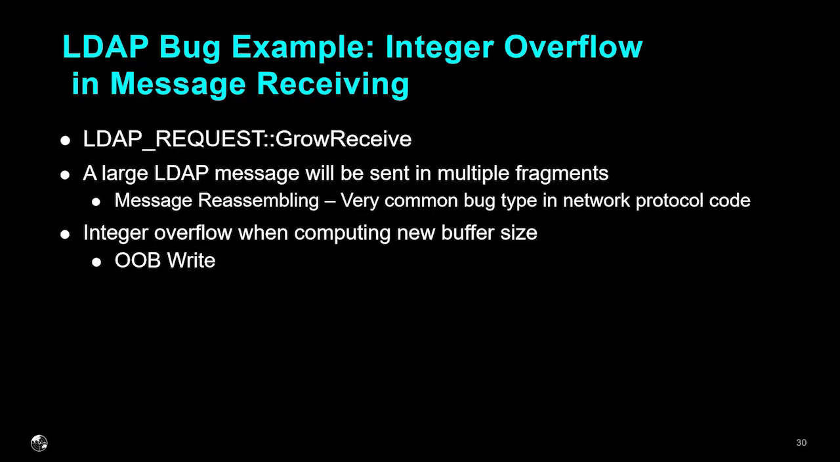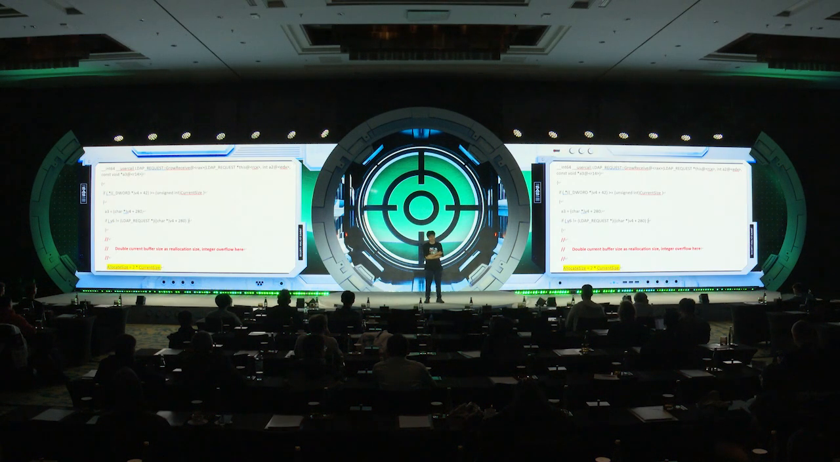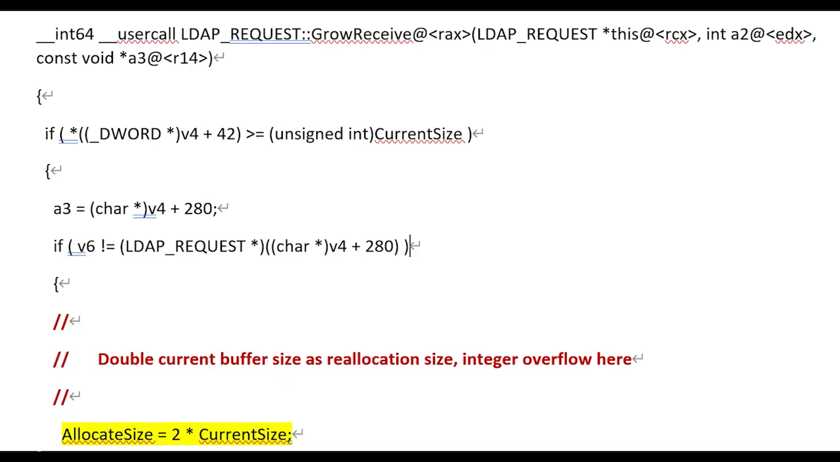The next example is also a common bug type, which is an integer overflow bug in the function LDAP request grow receive. As the name of the function indicates, this function tries to grow the receive buffer to hold more data from the client. When calculating the size of the new buffer, it simply multiplies the old size by 2, which causes an integer overflow, and it will be a write.